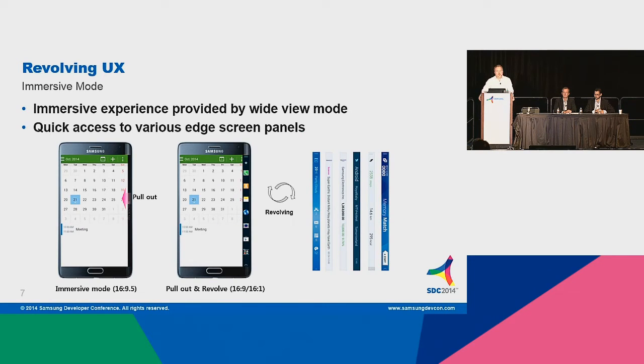So with the revolving UX, when you open an application, and we've got S-Planner here as an example, the size of the Edge screen reduces from 160 pixels down to 68 pixels. And that Edge screen becomes inactive. It essentially gives you a 16 by 9.5 ratio to play with. And you don't have to worry about the code required to move from 160 pixels back down to the 68, as the Edge Manager takes care of that for you.